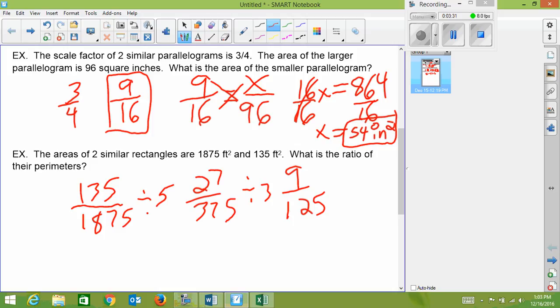They want you to go even a step further, and they're saying, well, can't you square root this and get 3 over, to square root the 125, I'd have to break it down to 25 and 5, and so then it would be 5 square root 5 for the final answer. Like I said, I would probably just accept the 9 over 125. It's the same thing, okay?